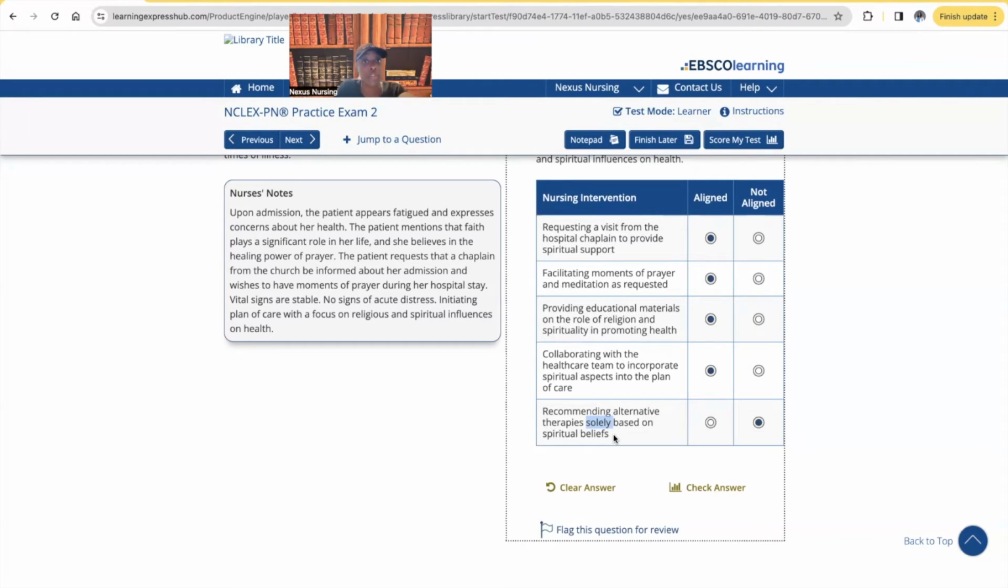If English is not your first language, you need to Google these synonyms, because in the English language, you have 800 words that can mean the same thing. That word solely is an all-inclusive word that I tell you to stay away from all the time. Solely is another word for only. Stay away from solely, only, never, always. No, stay away from them.